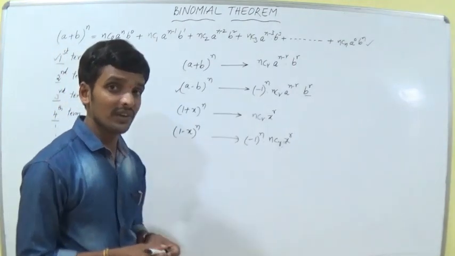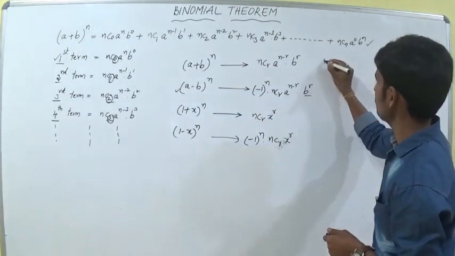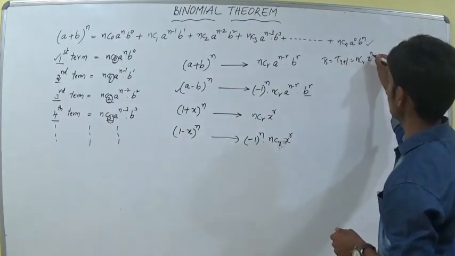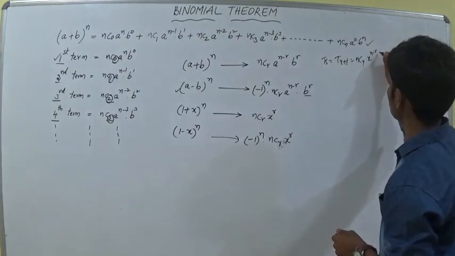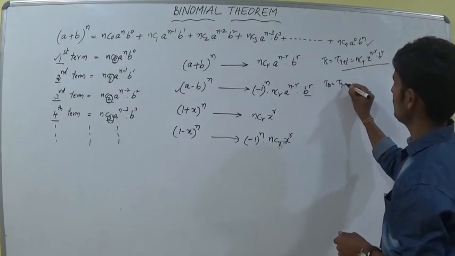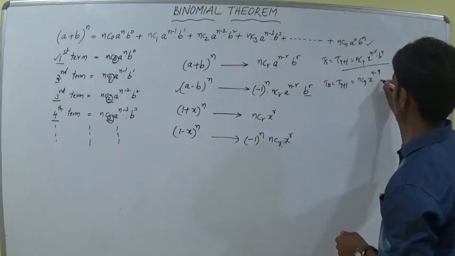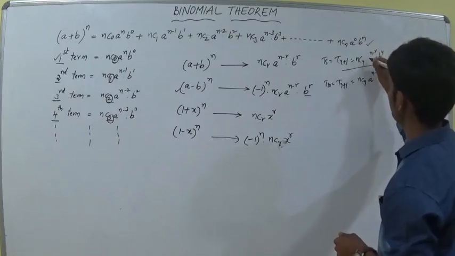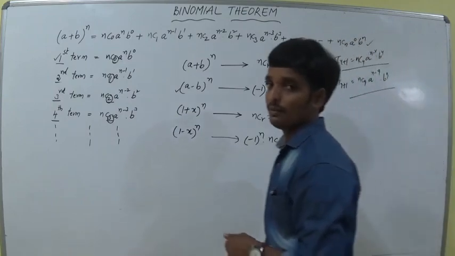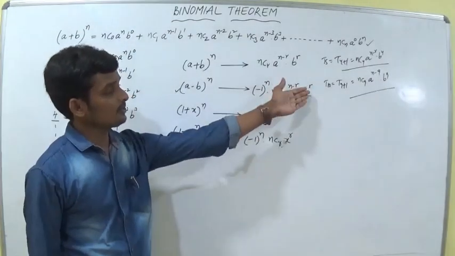Fifth term means T5. T5 is equal to T(4 plus 1). So T(4+1) is equal to nCr a to the power of n minus r, with r value 4, n minus 4, into b to the power of 4. For example, if you want T10, T10 is equal to T(9+1), that is equal to nC9 a to the power of n minus 9 into b to the power of 9, like that. So this is from the beginning. Beginning means from the start: the 9th term, 5th term, from the start to the 10th term.